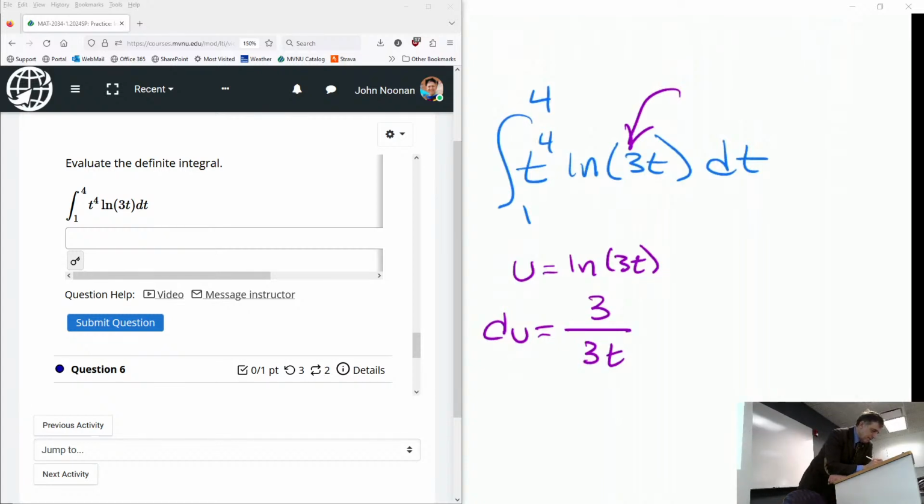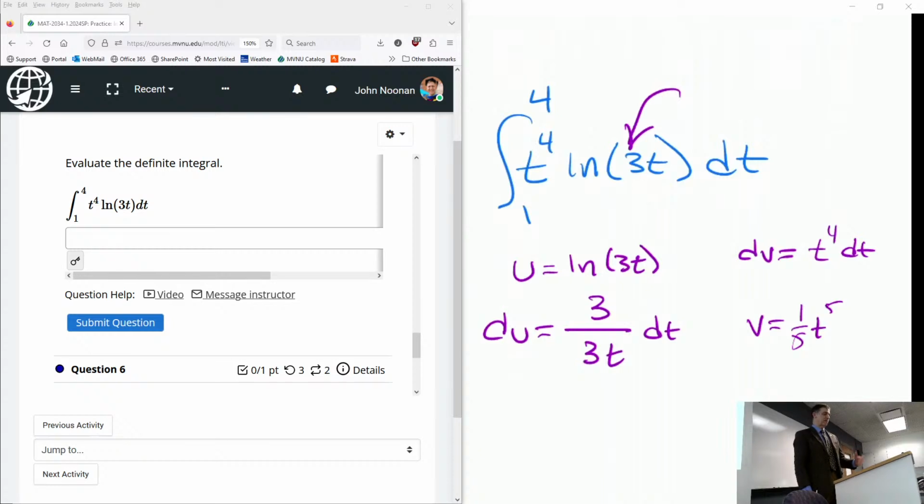And then dv. Yeah, I was dumb. Why did I do it that way? So much easier this way. dv is equal to t to the fourth dt. V is equal to 1/5 t to the, oh, this is a dt here. Okay, t to the fifth. Okay, you would get the same answer.